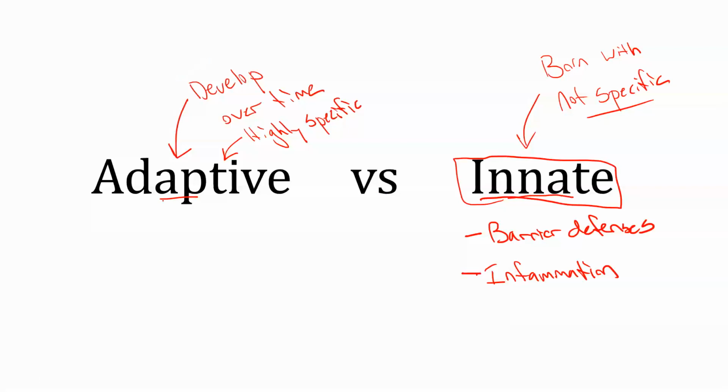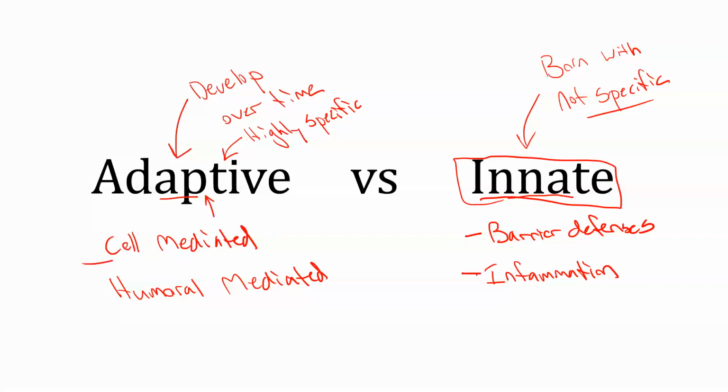The adaptive immune system then is the part of your immune system that's highly specific, and it is going to have a couple different parts to it. There's what's known as the cell-mediated portion, and there's what's known as the humoral-mediated portion of the adaptive immune system. Basically, this means that one part of the adaptive immune system uses cells to kill the bad stuff. The other part uses fluid, which is what this word humoral means. And specifically, this is referring to antibodies.